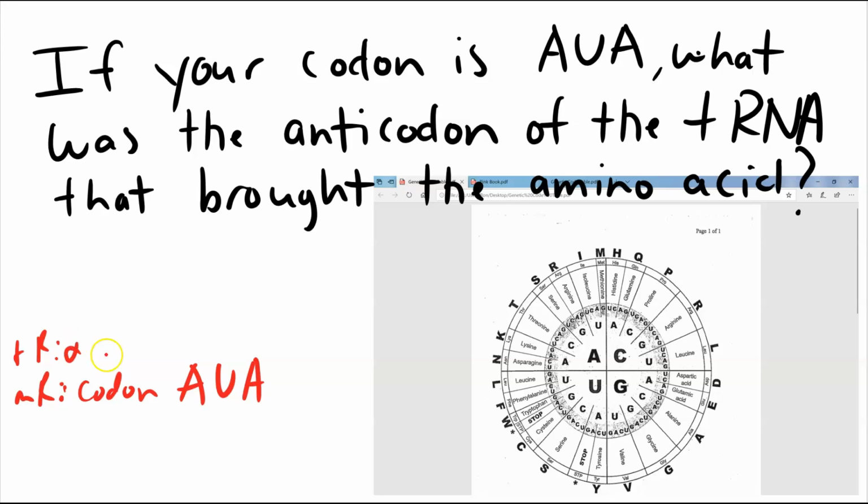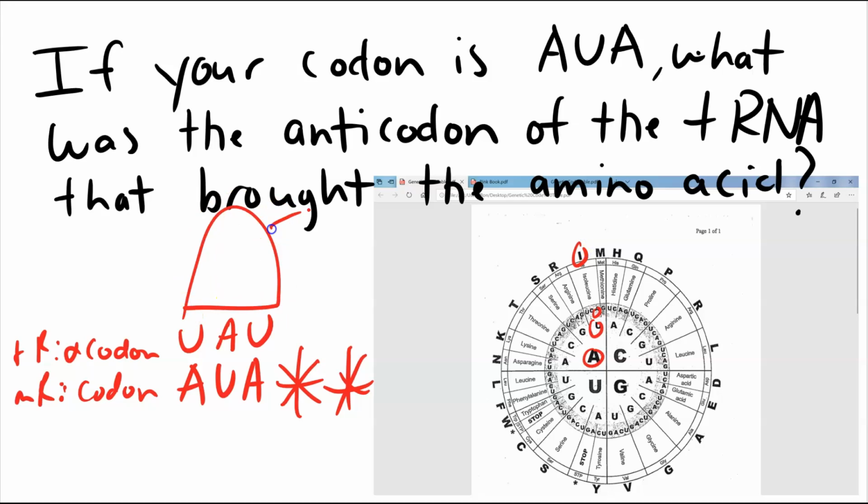I'll put anticodon. So you just do complementary RNA nucleotides. So in this case, it would be UAU. Okay. Keep in mind, though, this is the one you use on this genetic code table to determine the amino acid that's being brought. So AUA would bring isoleucine. So this tRNA would be bringing isoleucine.